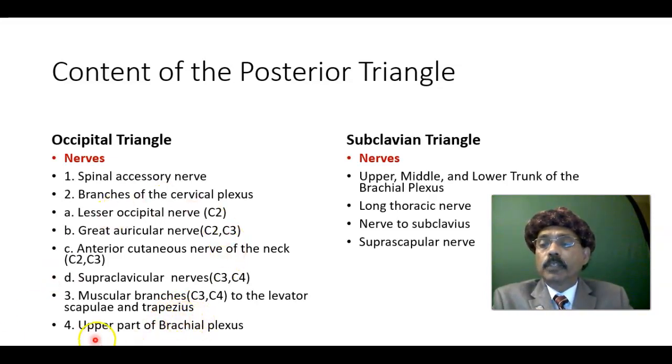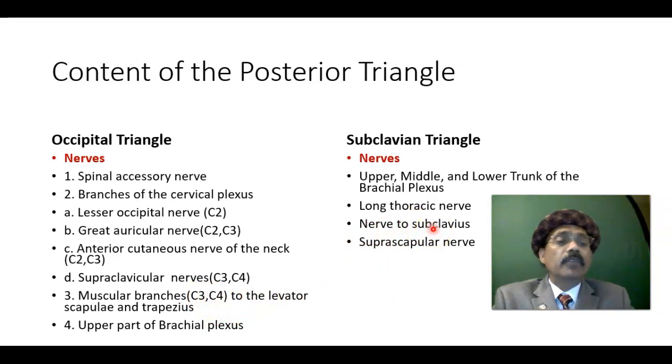Okay, upper part of the brachial plexus, we got that, and from the subclavian triangle we get upper, middle, lower trunk of brachial plexus, long thoracic nerve that is coming out of the root C5, C6, C7, and also the dorsal scapular nerve actually comes out of the C5 root that supplies the rhomboid muscle. But here the muscle here, levator scapulae, innervated by C3, C4.